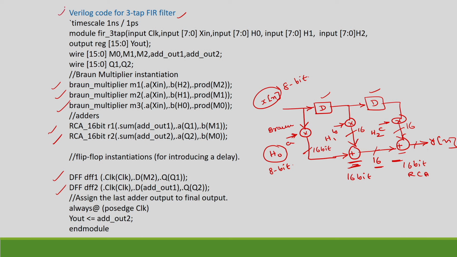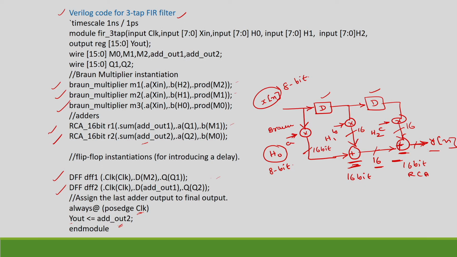So, this is the Verilog code for the 3-tap FIR filter by instantiating 3 multipliers, 2 ripple carry adders, 2 D flip flops, and then always at the positive edge we will assign the final output, that is the output of the second adder, as the final output. This is the final output, this is the output of the second adder.